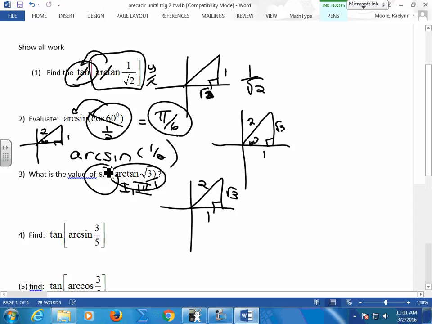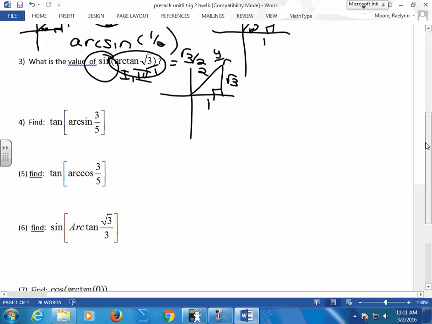Okay, now I go to my left. I want the sine of this guy. I know exactly where I'm looking because we just labeled the triangle. What's the sine of this? Radical 3 over 2. Sine is y over r. You guys need to remember these special triangles.